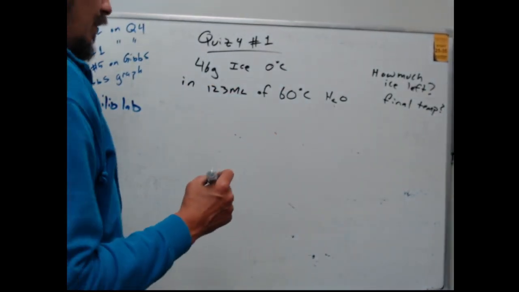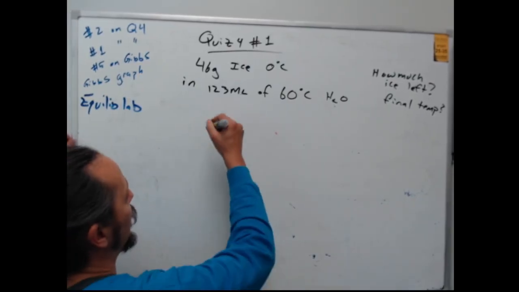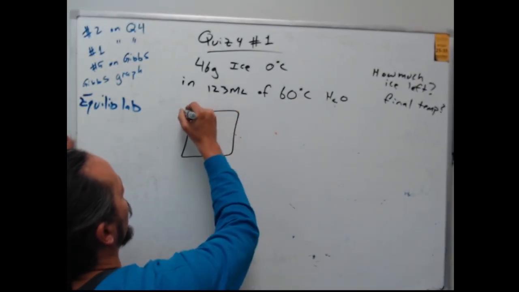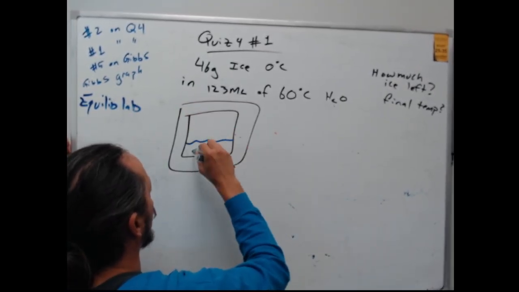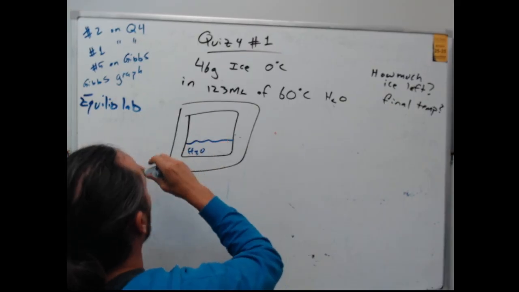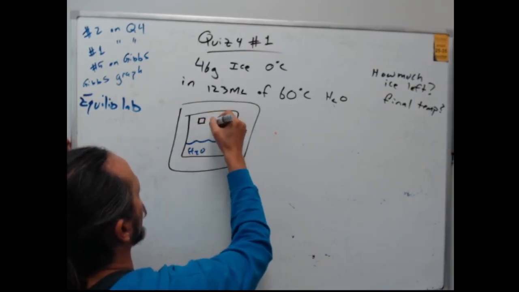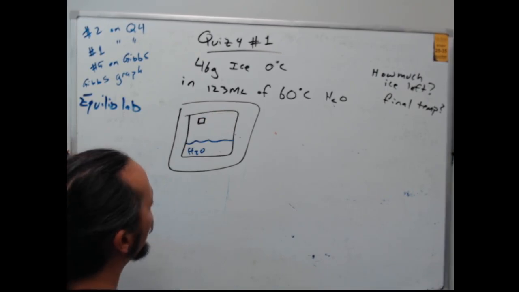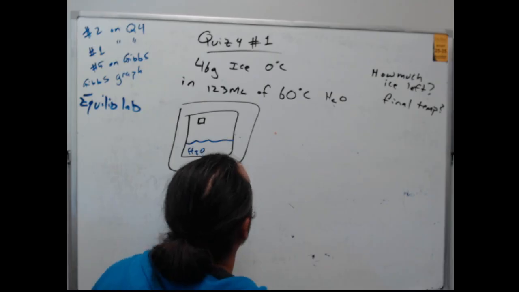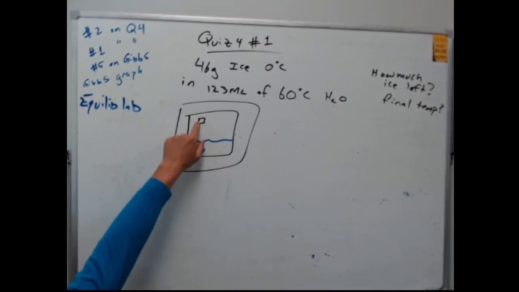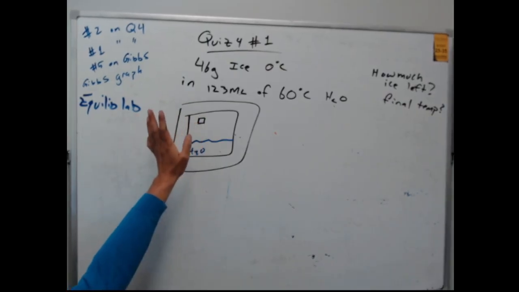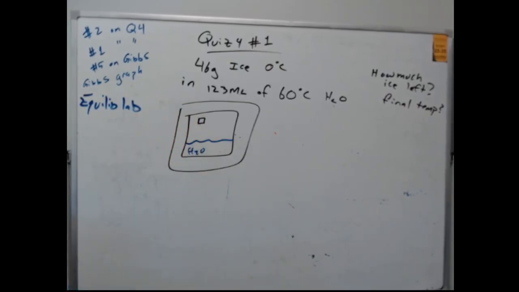When we think about this, we're thinking about it in a couple different steps. We've got our insulated container. We've got our water. And we've got our ice. If this was an insulated container and there was no energy coming in or out, we've only got two things that are going to happen. We've got the water that's hot and the ice that's cold. So where's the energy going to go first? It can't leave the container.